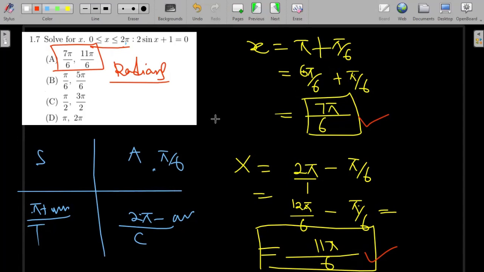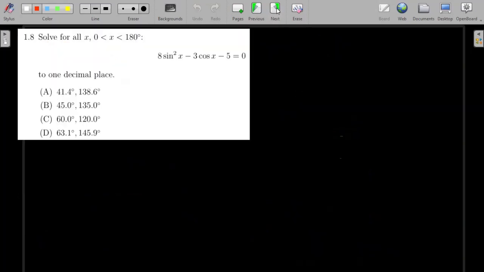Okay. And then question 8, they're saying, for all x, okay, now here x is from 0 to 180, and our angles are in degrees. Okay, so this is a quadratic trigonometric function. Okay, so how are we going to solve it here? Okay, we notice that we have sine and cos.